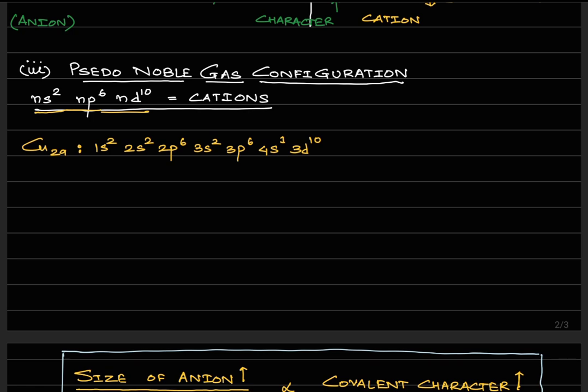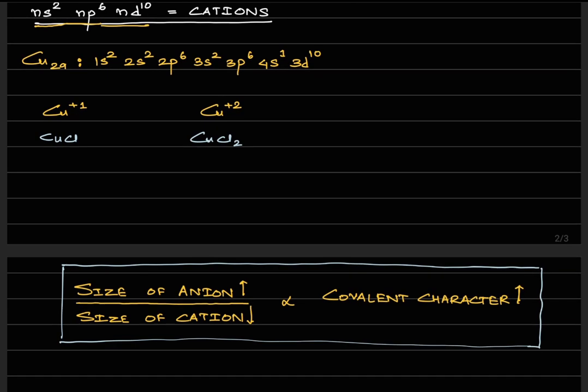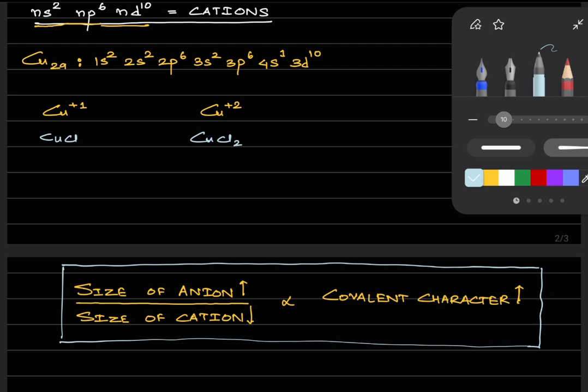Now, let's consider two ions, Cu+ and Cu2+. First, where copper is in the +1 oxidation state, and second, where copper is in the +2 oxidation state. Let me give you the compounds also. The first compound is CuCl, and the other compound is CuCl2. Now, what happens over here? Let's understand.